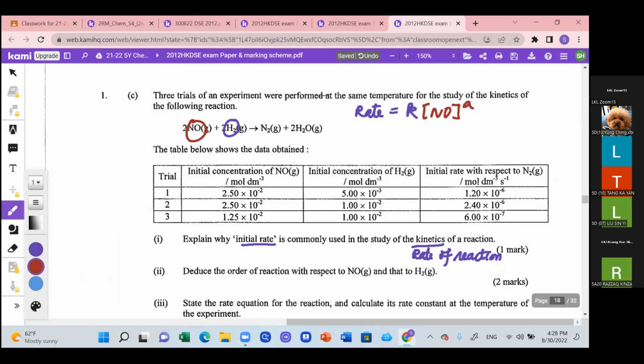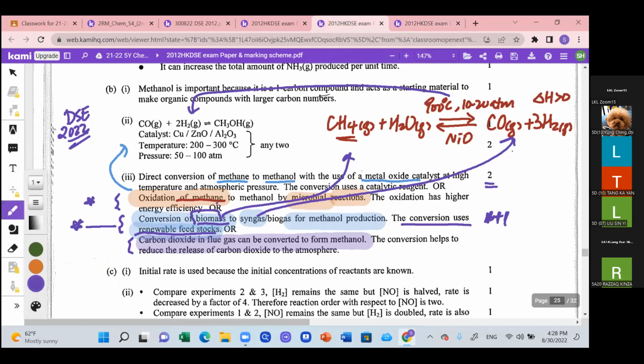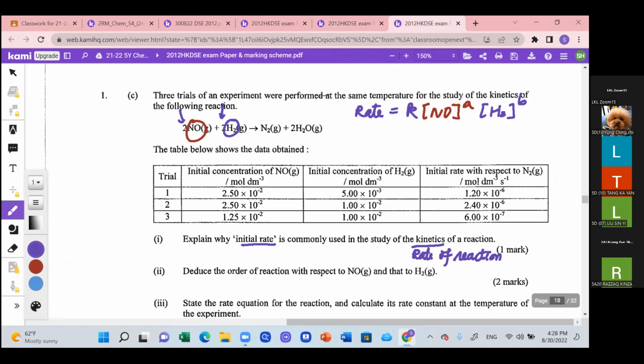equation。NO to the power A，H2 to the power B. I must emphasize A and B 同 coefficient are independent on each other. Do not try to relate them together. 好啦，the question asking for why initial rate is used.